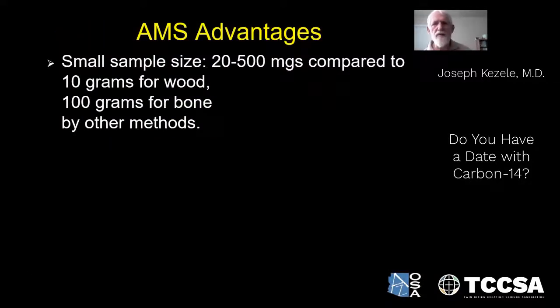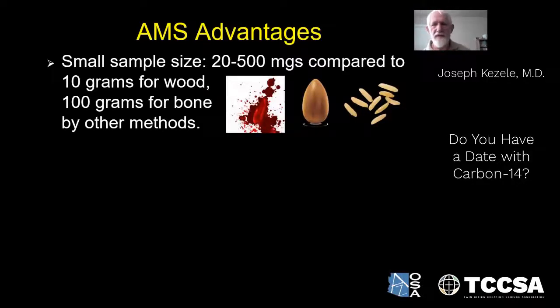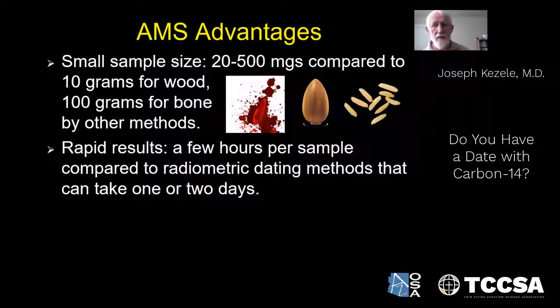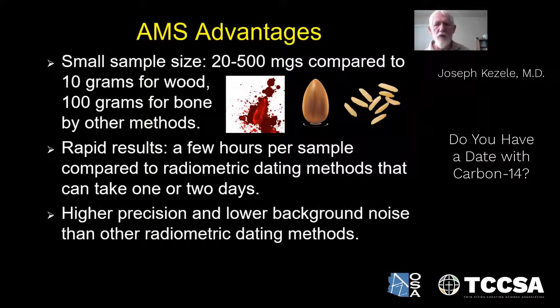What are the advantages of the accelerator mass spectrometer? A much, much smaller sample size is needed, which is important because sometimes samples are not readily available, especially if it's something like a blood spatter for forensics, or a single nut, like an almond, or a few tiny seeds. It's very fast, only a few hours are needed instead of days. And it's more precise. So these are three great advantages for the accelerator mass spectrometer.